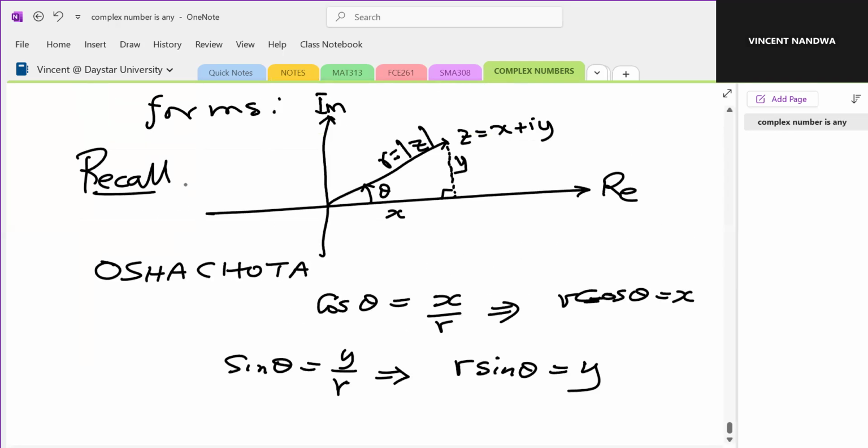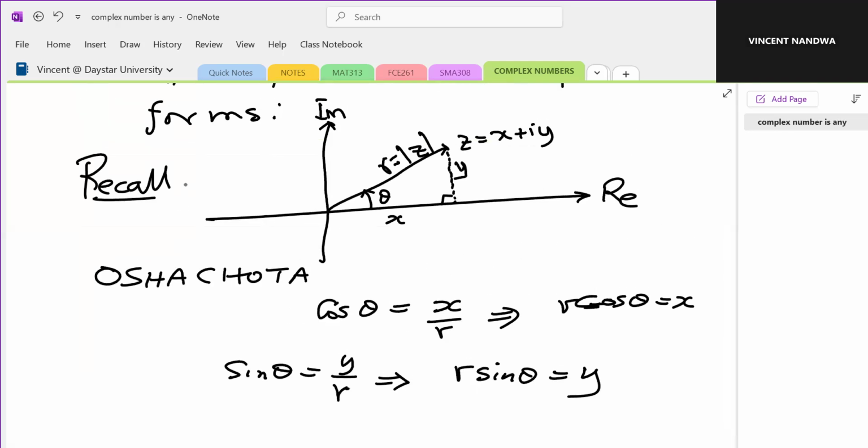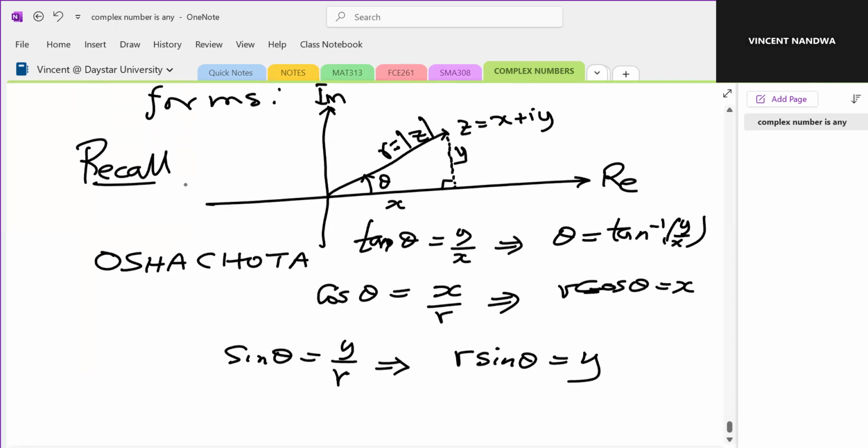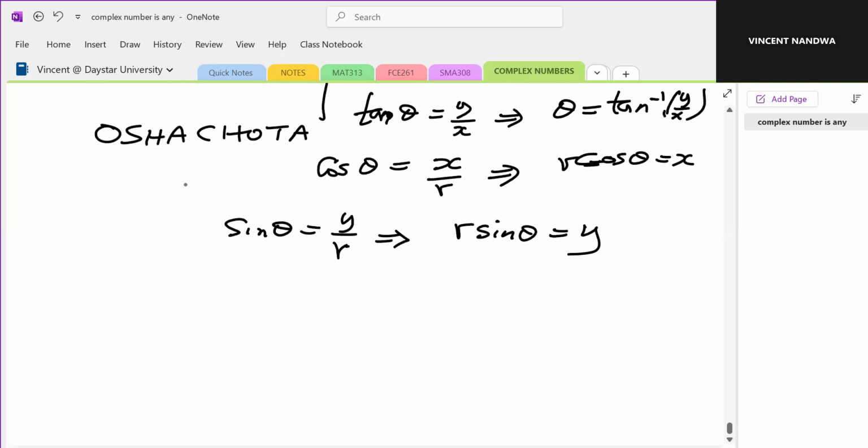And then because x and y are what define the complex number z, then tan theta from this triangle is opposite over adjacent. Opposite is y, adjacent is x. So this means theta alone is tan inverse of y over x. So z, which was written as x plus iy, will be the same as x value is the same as r cos theta from here.